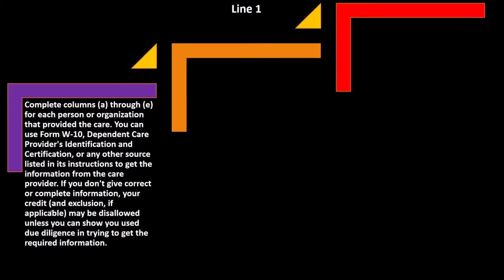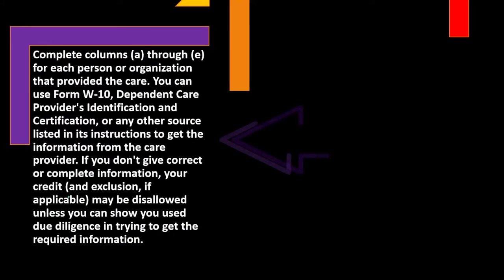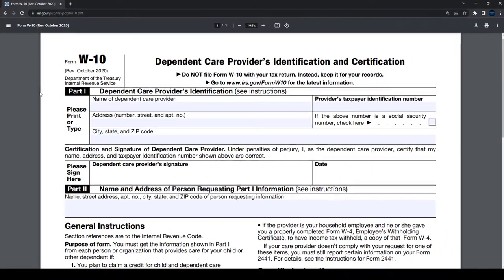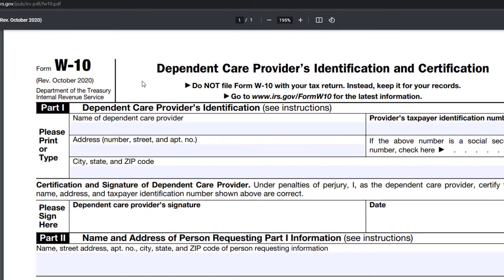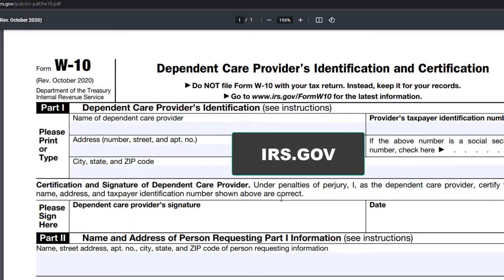Line 1, complete columns A through E for each person or organization that provided the care. You can use Form W-10, Dependent Care Provider's Identification and Certification, or any other source listed in its instructions to get the information from the care provider. So this is what a W-10 looks like. It's a dependent care provider's identification and certification. So we got the information up top, the name, the address, the provider's taxpayer identification number. And so you could find this on irs.gov.